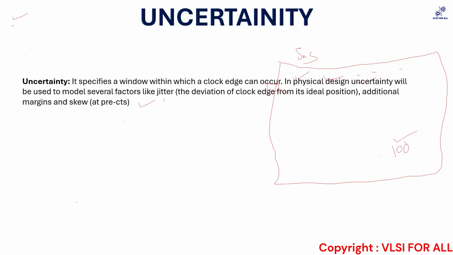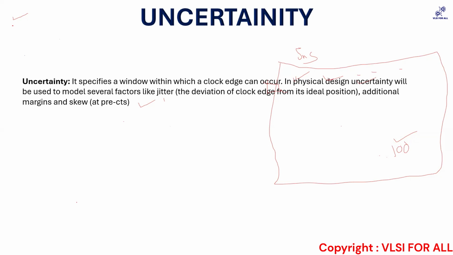Okay. When you consider the umbrella word uncertainty, it accounts for different terminologies, like the one I mentioned, jitter. Okay. Just to be on the safer side, we also include something called additional margins. And then we account for something as clock skew. Specifically, I have written it at the pre-CTS stage.